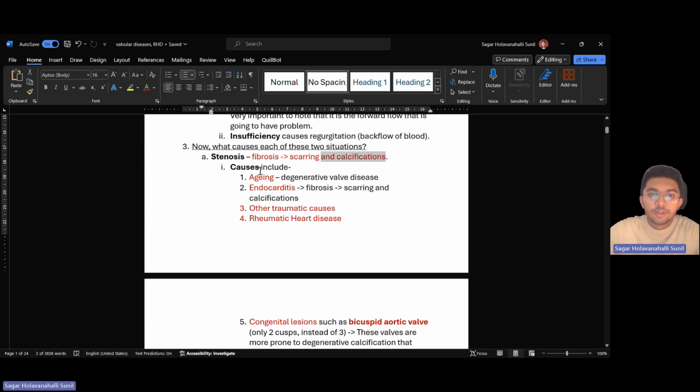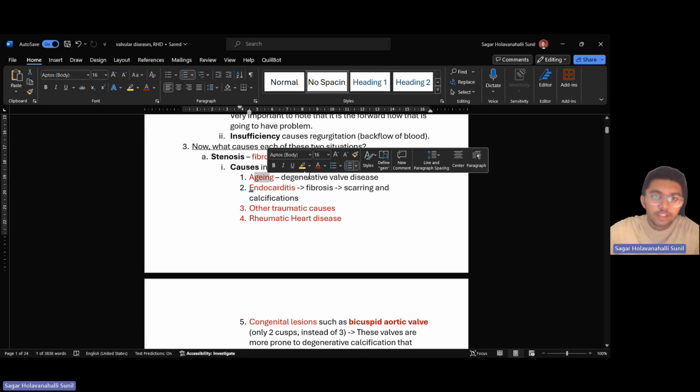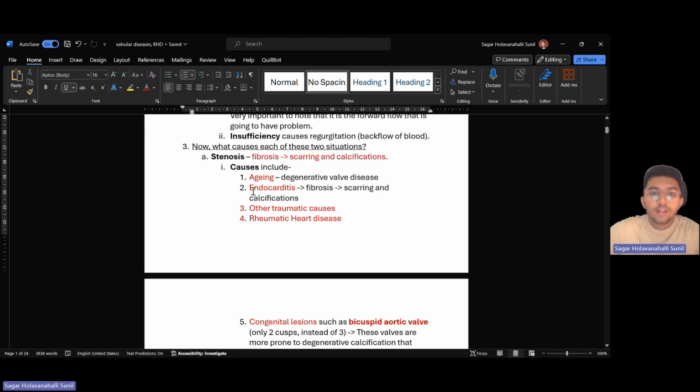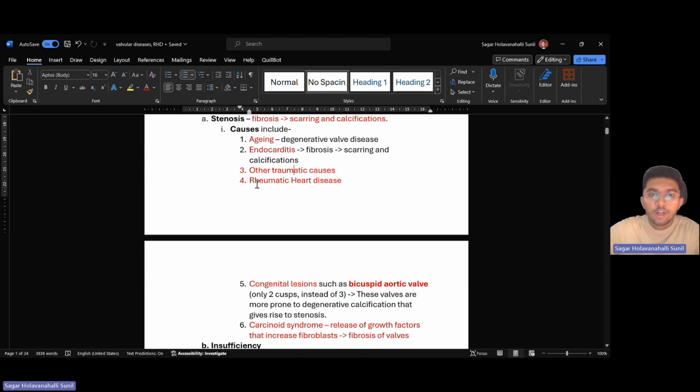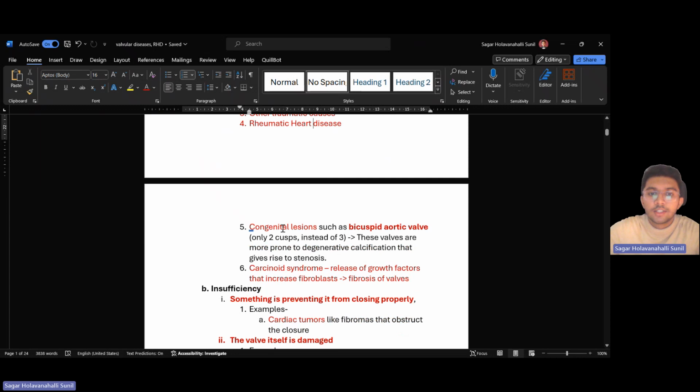Now, the causes of the stenosis can be aging, so degeneration leading to fibrosis and scarring, endocarditis, again inflammation, fibrosis, scarring, and calcifications, other traumatic causes, which will again lead to inflammation and therefore scarring and calcifications, rheumatic heart disease, which is a disease where there's inflammation of the valves, and that will again lead to the same situation. There can also be a congenital lesion.